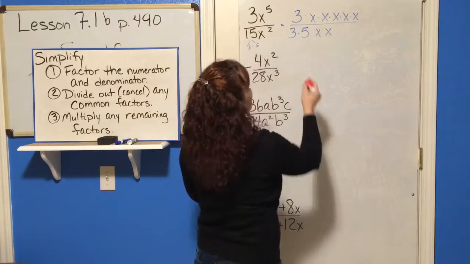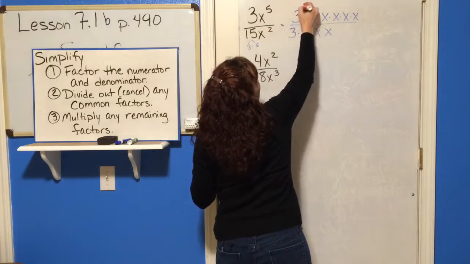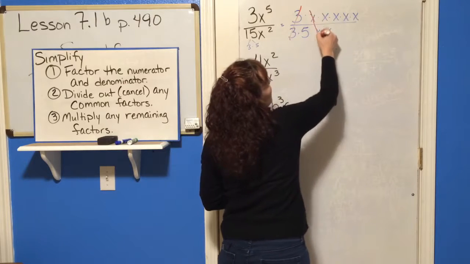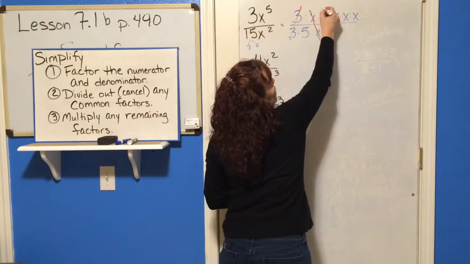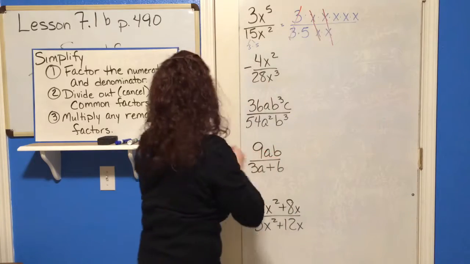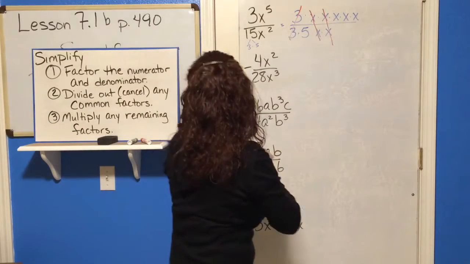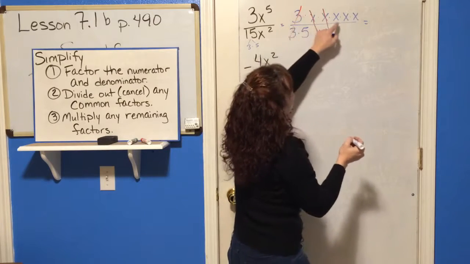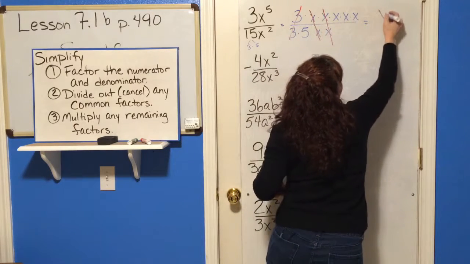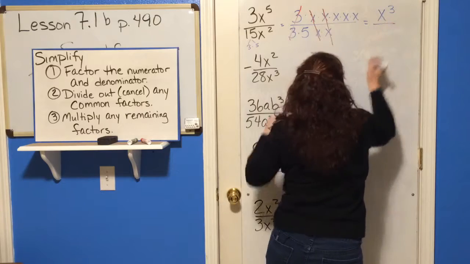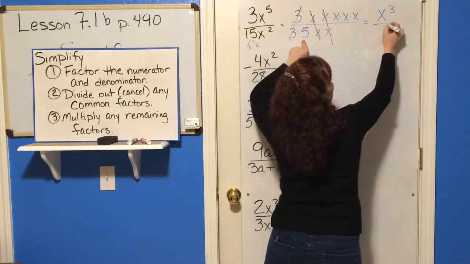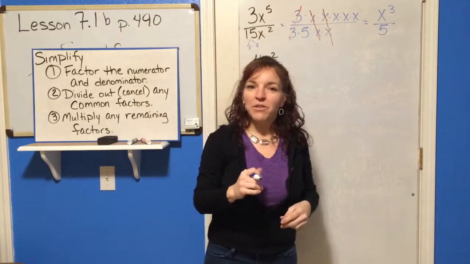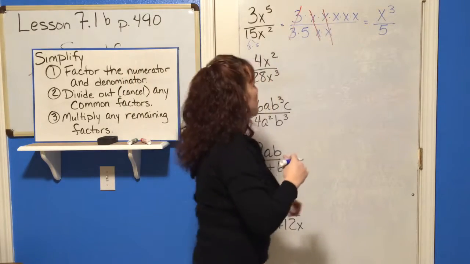They have to be exactly the same. So the 3's are exactly the same. Well, they're gone. These x's are the same. They're gone. These x's are the same. They're gone. So now the last step is just to multiply anything that's left. So we've got 1, 2, 3 factors of x, so x to the 3rd. Over, we just have a 5. So x to the 3rd over 5 is your simplified fraction, simplified rational expression.